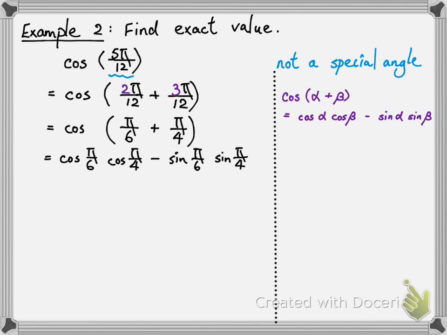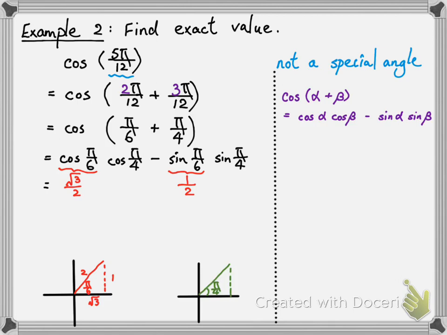Very nice. We have cosine of pi over 6 times cosine of pi over 4, subtract sine of pi over 6 times sine of pi over 4. Let's make a sketch of the pi over 6 angle. The side facing pi over 6 is 1, hypotenuse 2, remaining side square root of 3. Then cosine of pi over 6 equals square root of 3 over 2, and sine of pi over 6 equals 1 over 2.